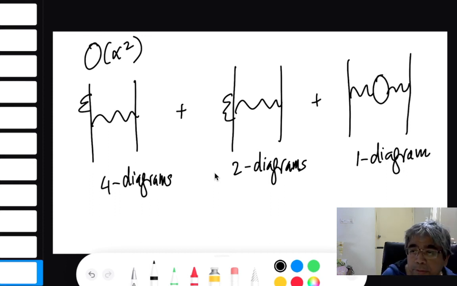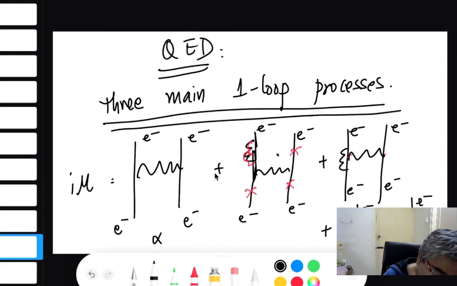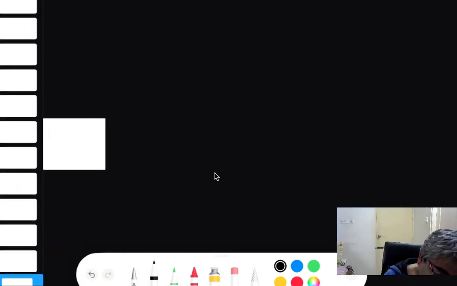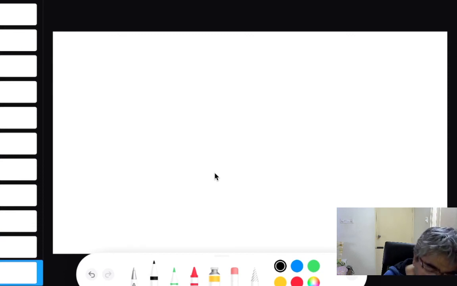You are not sure whether you have finished all the processes, meaning are you sure that you have taken into consideration all the possible diagrams or not. So this led to actually a lot of investigation, and it has been concluded that if you put in three particular diagrams at every order, say for example in order alpha square, that's the reason why I said there are only three main one loop processes. If you do only three particular diagrams in QED, you will get all the processes nicely classified. You have a nice classification of all possible one loop diagrams in QED if you just take into consideration only three particular one loop diagrams.